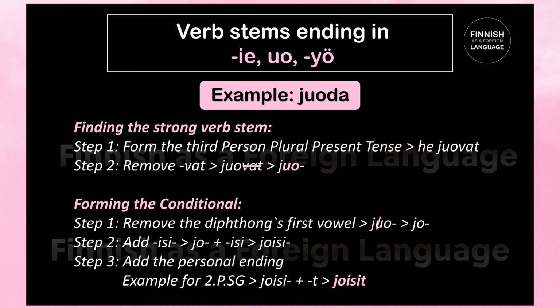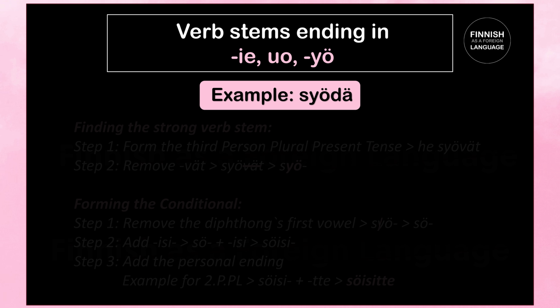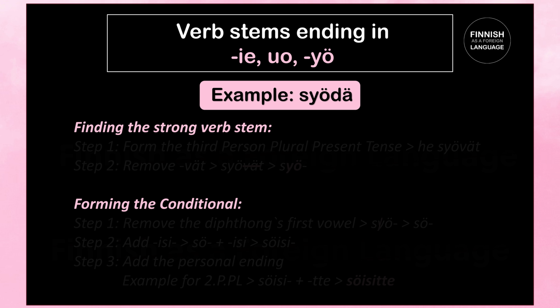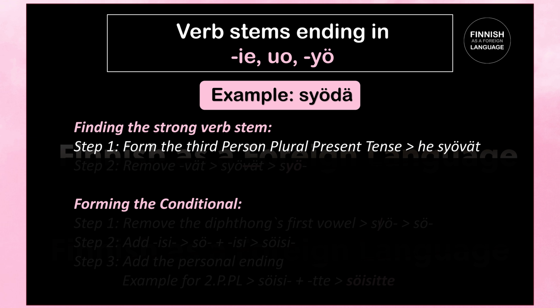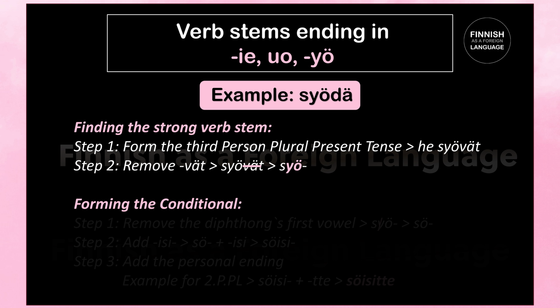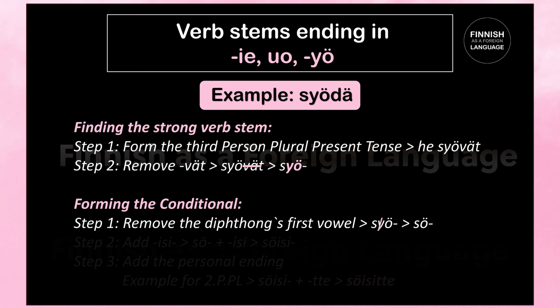One more example. Let's take syödä, which means to eat. In order to form the verb stem, we have to form the third person plural present tense of syödä, which is he syövät. In step number 2 then, we have to remove the vat ending, so syövät changes to syö, which is our verb stem. Now again it's time for the conditional mood.